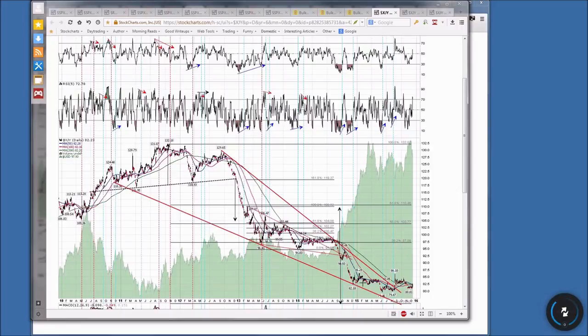But again, you know, this is entry level there as the old pattern is breaking down.